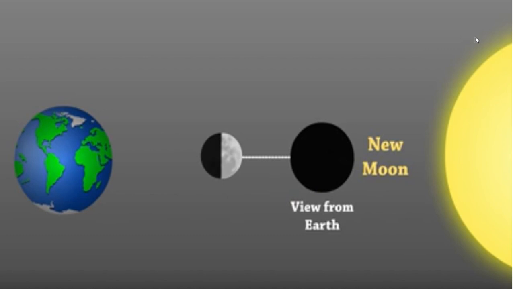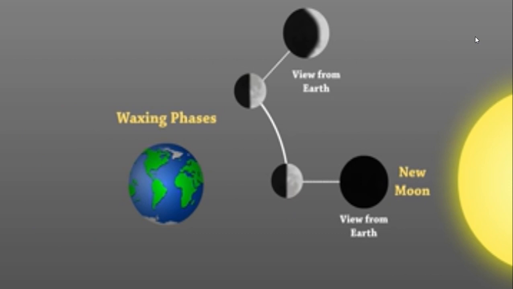After 2 or 3 days, we can see some part of the moon. This phase is called waxing crescent.